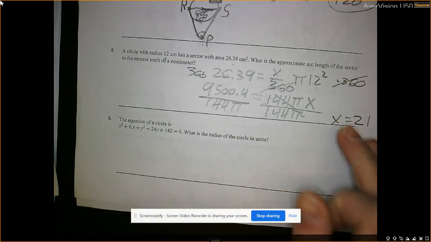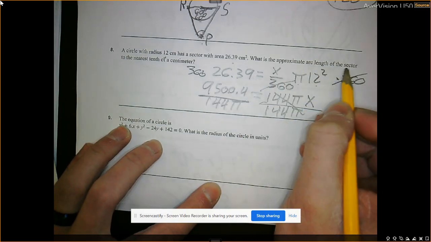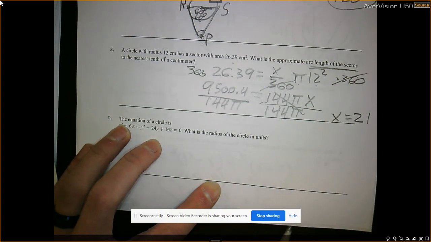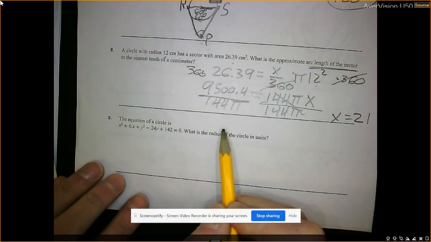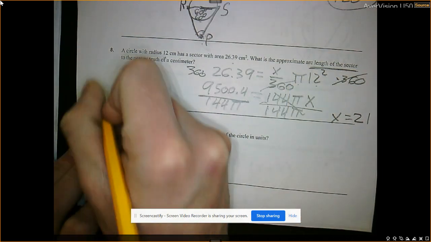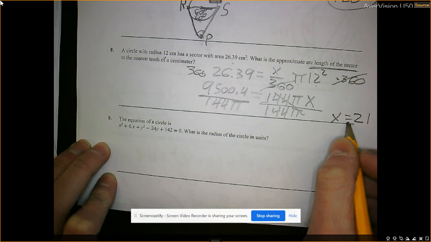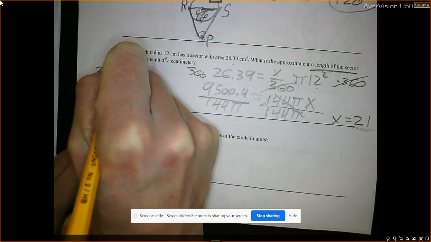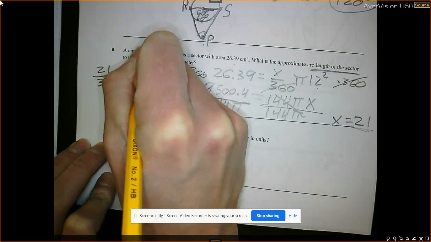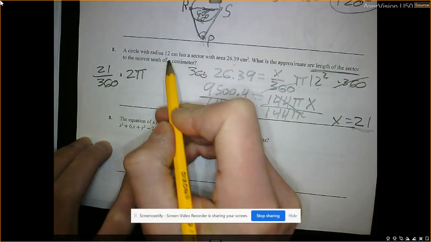So that's x though, and it's asking for the length of the sector. So now we go to the arc length formula, which is the one to the left of the one we just used, and it says sector equals x over 360. Well, we just found x to be 21, so we have 21 over 360 times 2 pi r. Well, r is 12.